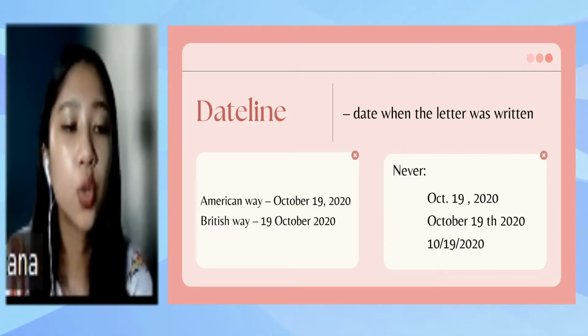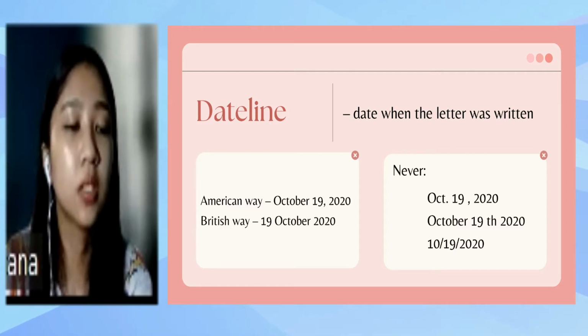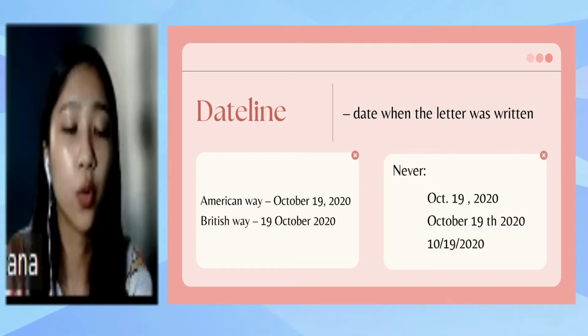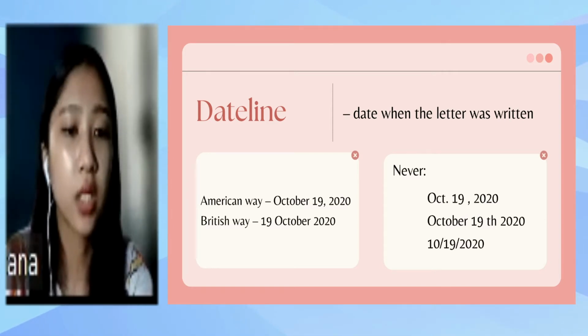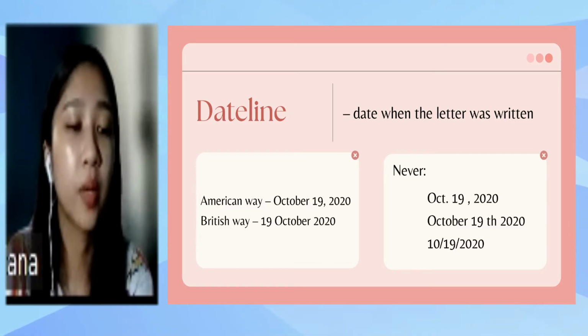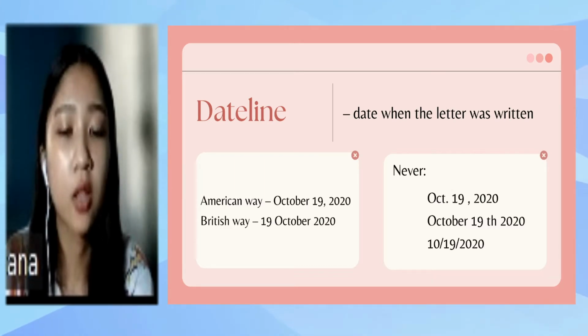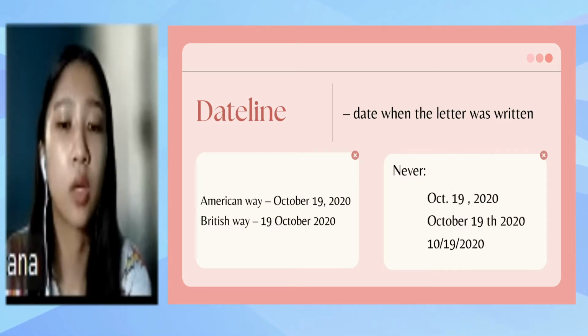We have here two ways of writing the date line. First is the American way, which is like writing the date in a normal way, wherein the month is written first, followed by the date and the year. In the second way, the British way, the date is written first, followed by the month and year. You should take note to never write the date line by writing the month in a short term, or writing the date as an ordinal number, wherein you put TH, or writing the date line with just numbers and slashes, okay?